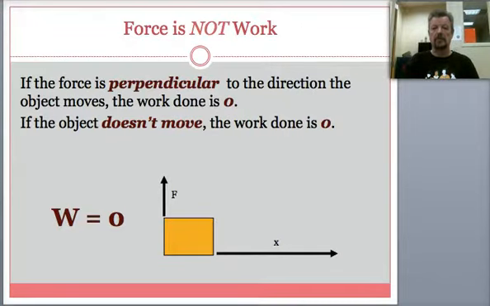Force is not work. If the force is perpendicular to the direction the object moves, the work done is 0. If the object doesn't move, the work done is 0.